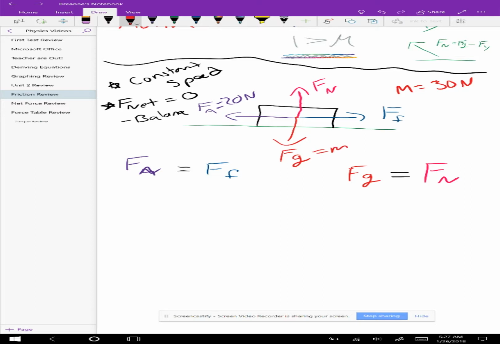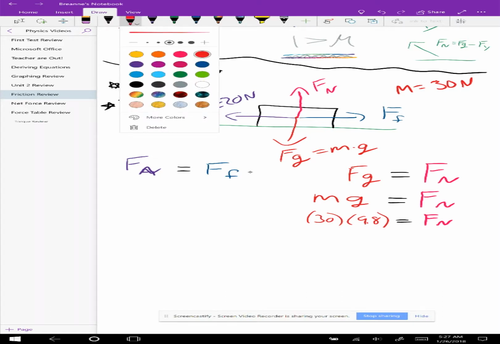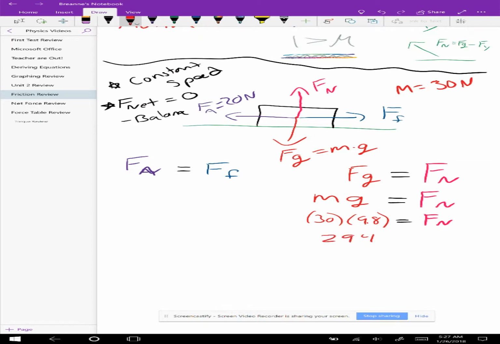So you already know that your force of gravity is mass times the acceleration due to gravity, and that would equal your force of normal. So it would be 30 times 9.8 equaling your force of normal. You plug that into your calculator, do 30 times 9.8, and you end up getting 294 equaling your force of normal.